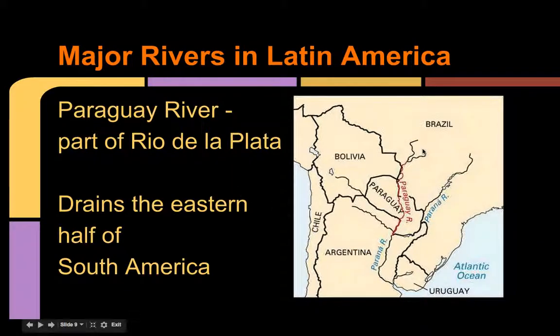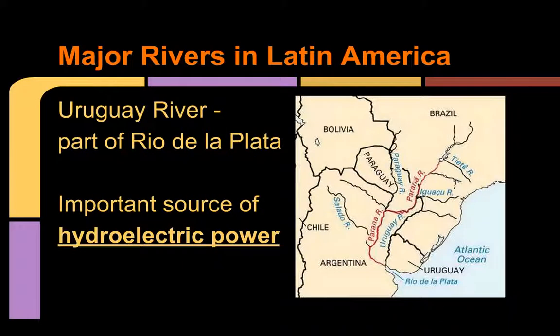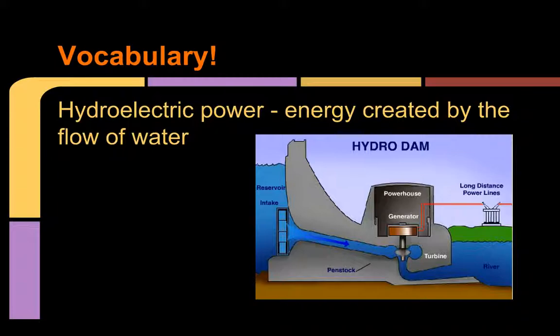So you can see here that the Paraguay River is here, and then it goes into the Rio de la Plata. The second river is the Paraná River, which actually starts over here and moves this way. It's the second largest river in South America. The third one here is the Uruguay River, which is also part of the Rio de la Plata, and it's an important source of hydroelectric power. Hydroelectric power is energy that's created by the flow of water. That would include a dam, and here's a little graphic for that.